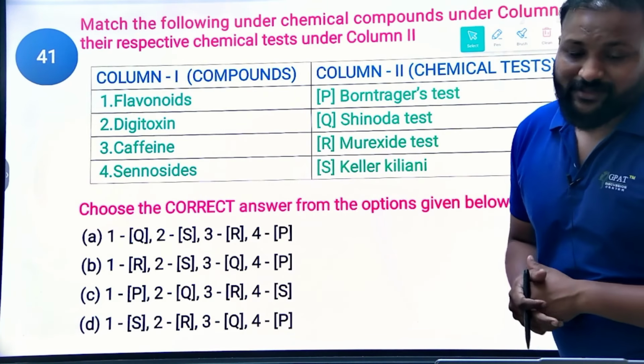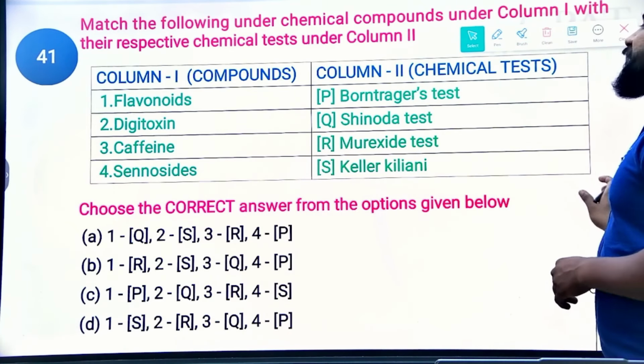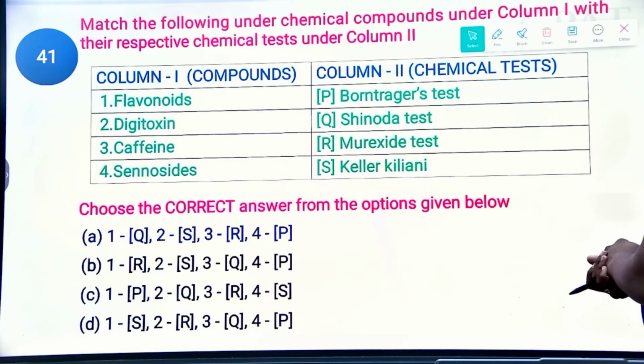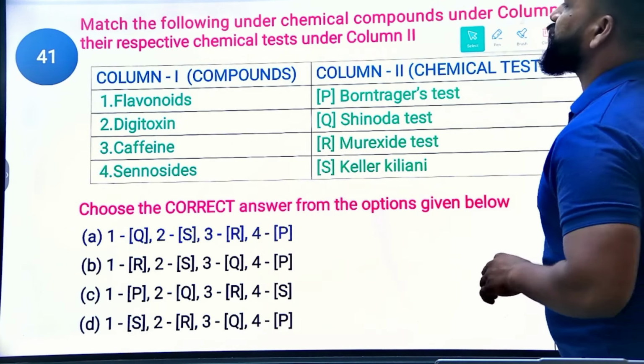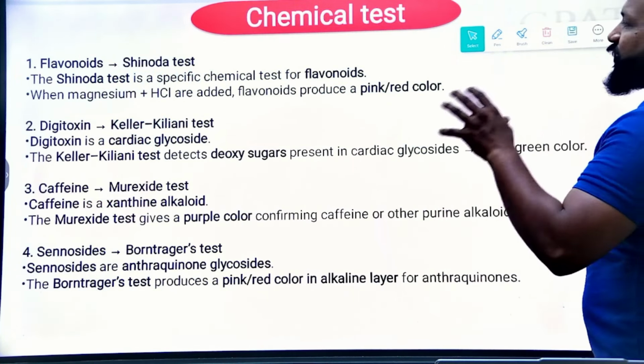Now tell me the right answer. The right answer will be undoubtedly option A. Flavonoids is for the Shinoda test. Digitoxin is with the Keller-Kiliani test, and caffeine is with the murexide test, and anthraquinone glycosides are for the Bontrager's test. So these are the important tests.